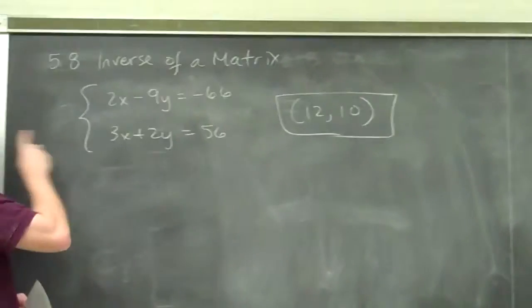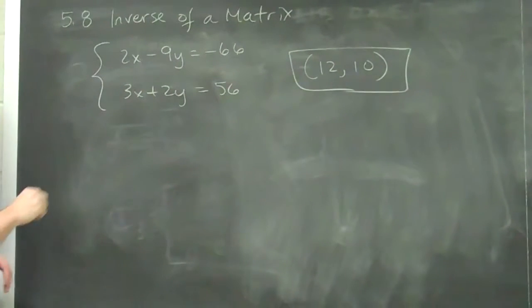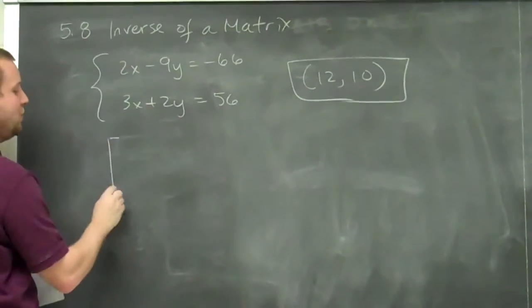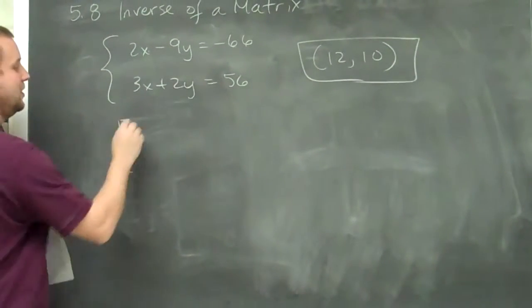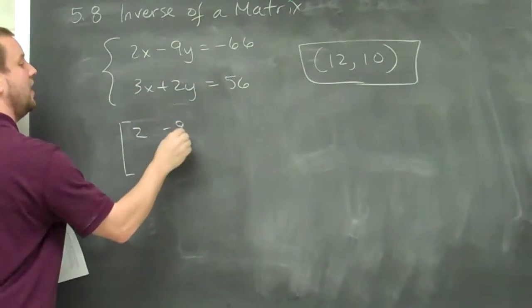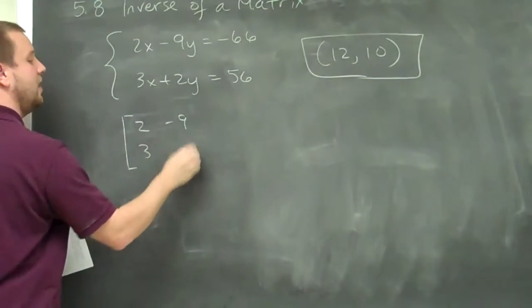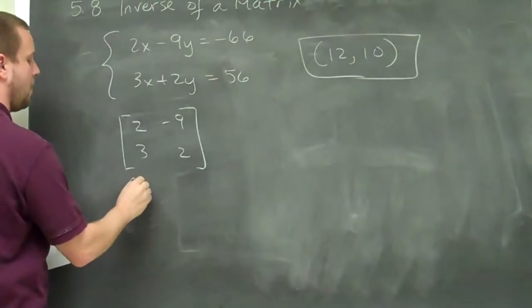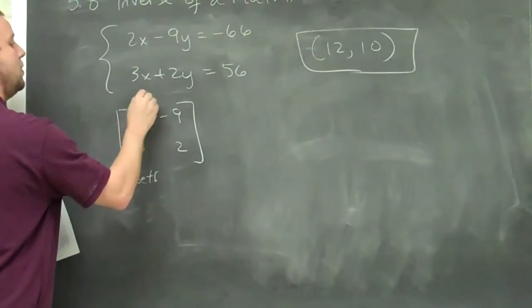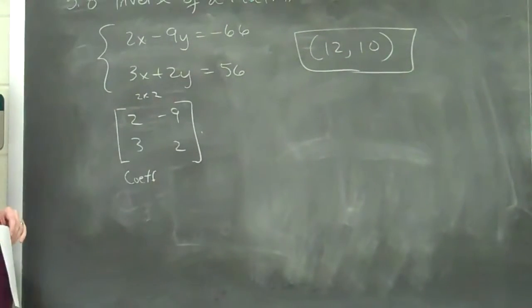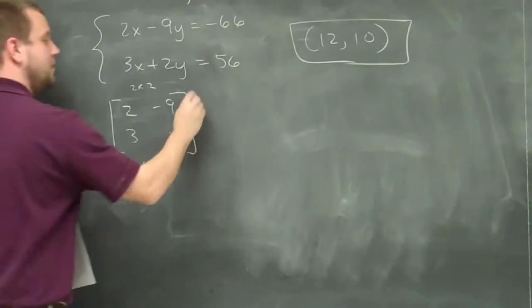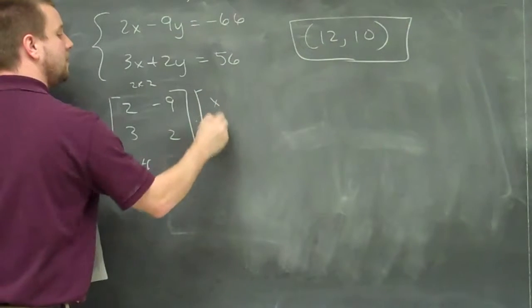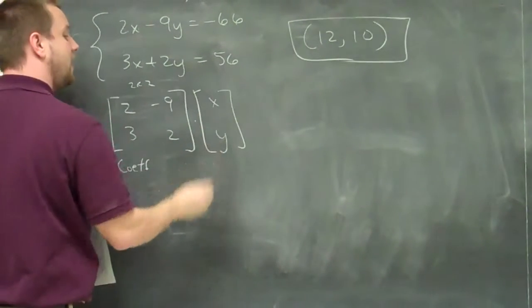Okay, so what would the coefficient matrix be? I'll give you a hint, it starts with a square bracket. It was that 2 by 2 matrix, right? That was the coefficient matrix. 2 by 2. And then, yeah, we had a column matrix that was the... Yeah, go ahead, John. And that was our variable matrix, right?